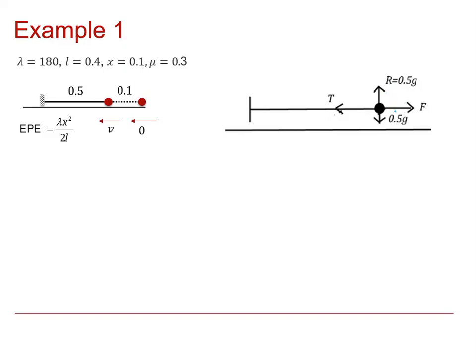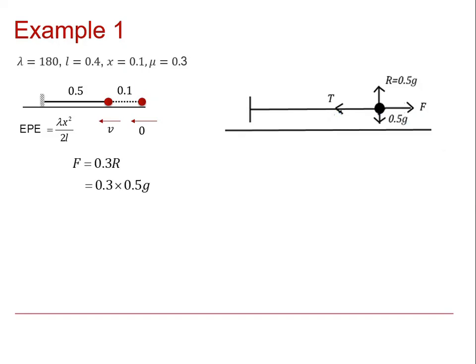As I've already said, as regards work, the 0.5 g doesn't do any because it's perpendicular to the motion's direction, nor does the reaction. The friction certainly does, and that isn't a conservative force, so we'll need to calculate the work done directly, but the tension can be accounted for by the change in elastic potential energy.